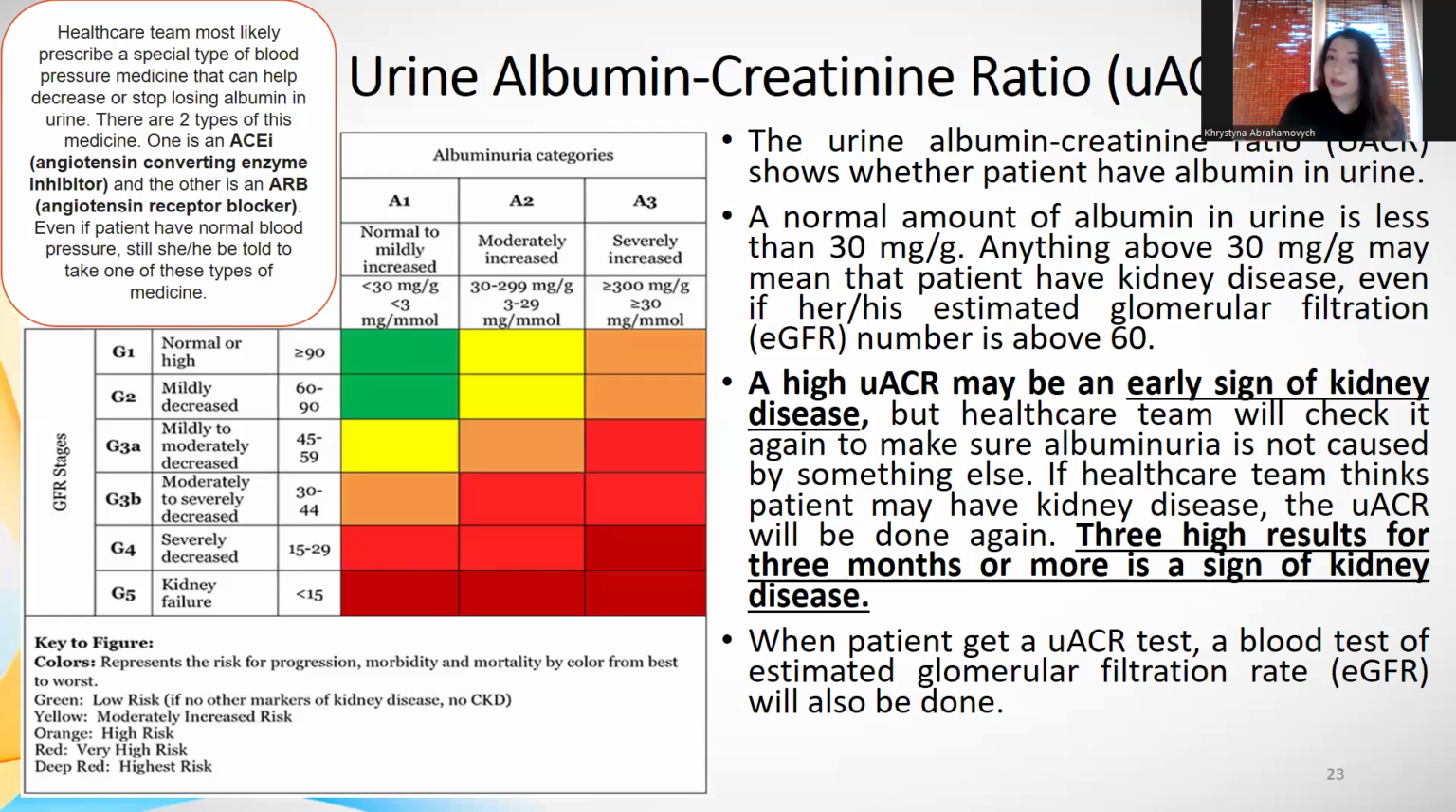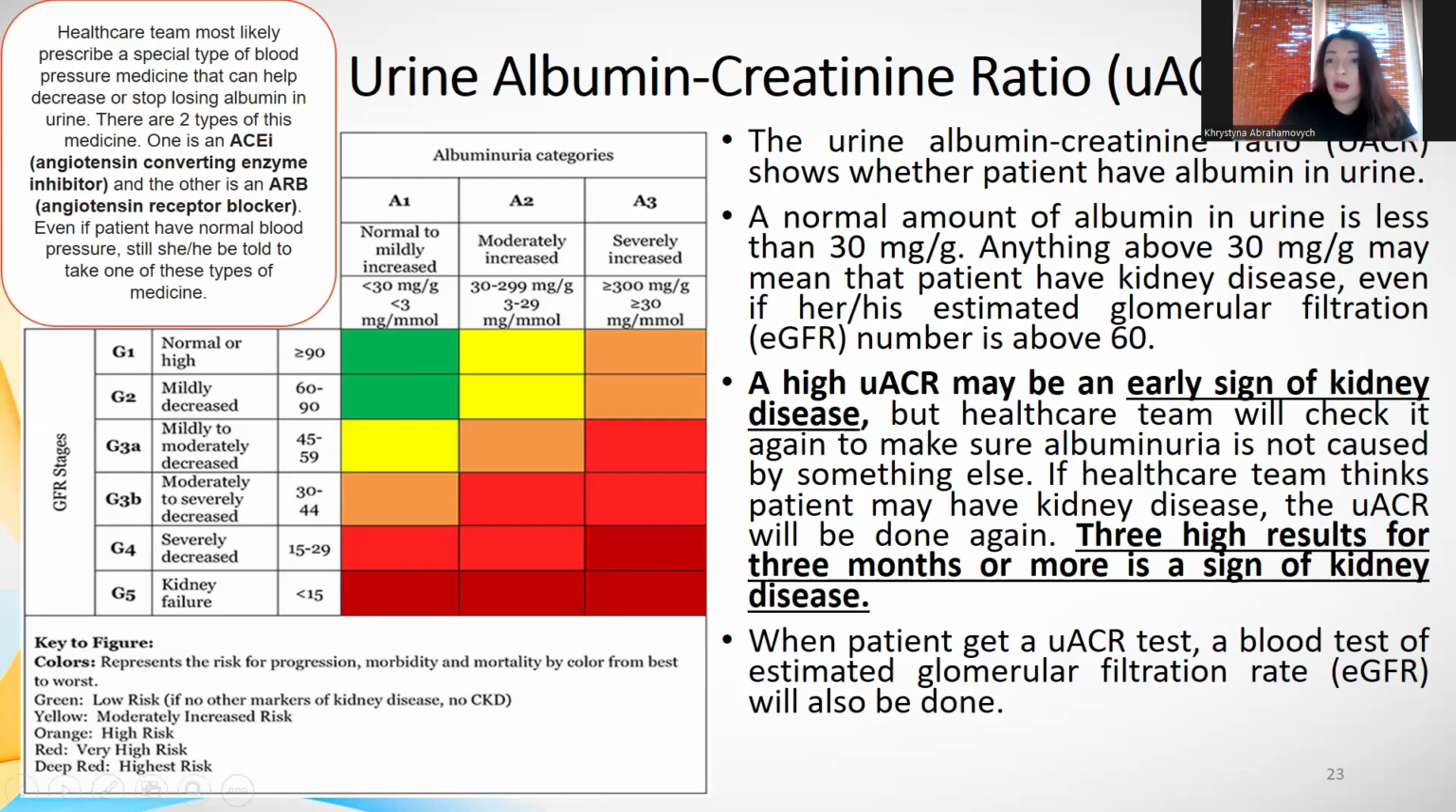Now, what if glomerular filtration rate is normal? Because it can happen that, as you saw in the classification, in stage 1 there is an absolutely normal glomerular filtration rate, but still you suspect that the patient already has some kind of kidney condition. In this case, the most commonly used test is the urine albumin creatinine ratio. It is an early sign of kidney disease, and high results for 3 months or more are a sign of kidney disease.